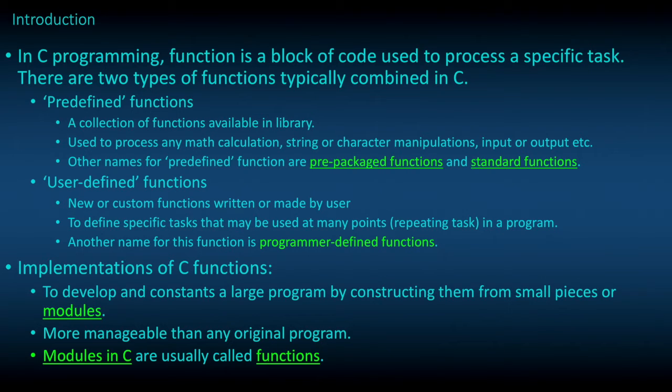The implementation of C functions is to develop and construct a large program by constructing it from small pieces or modules. It is more manageable than the original program, and modules in C are usually called functions.